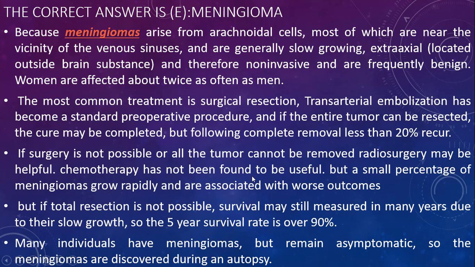Chemotherapy has not been found to be useful, but a small percentage of meningiomas grow rapidly and are associated with worse outcomes. But if total resection is not possible, survival may still be measured in many years due to their slow growth, so the 5-year survival rate is over 90%. Many individuals have meningiomas but remain asymptomatic, so the meningiomas are discovered during an autopsy.